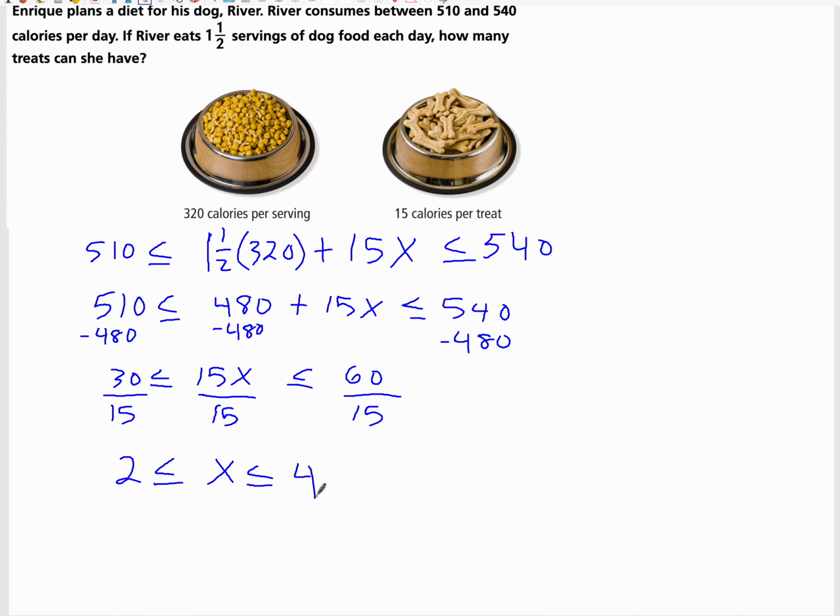So 4 is not the answer. The answer is between 2 and 4. Holton. Sure. All right. The answer is 2 to 4 snacks.